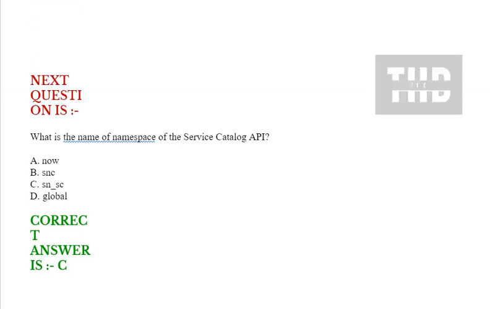Next question is, what is the name of namespace of the service catalog API? Option A, now. Option B, SNC. Option C, sn_sc. Option D, global. Correct answer is option C.